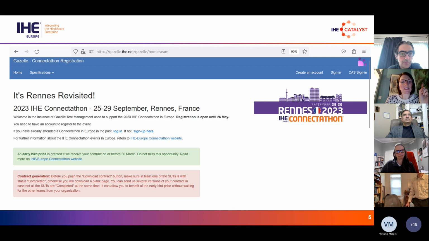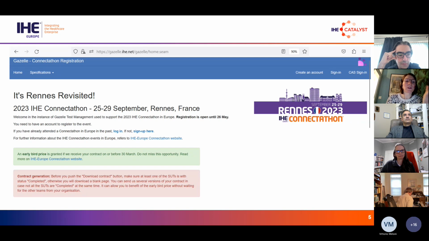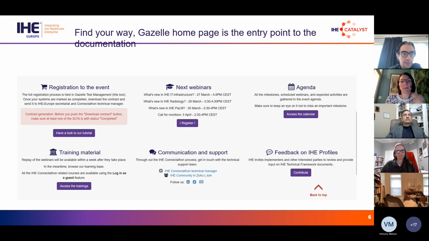There is something you need to know when you want to submit your contract. You need to make sure your systems are in the completed status. That is something you have to do manually when you edit your system. Otherwise, you will get a blank page. All the documentation you need, all the pointers, are on the Gazelle homepage. You will find all the technical documentation here if you need to refer to it.